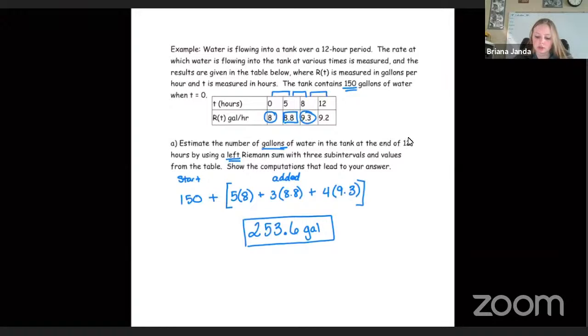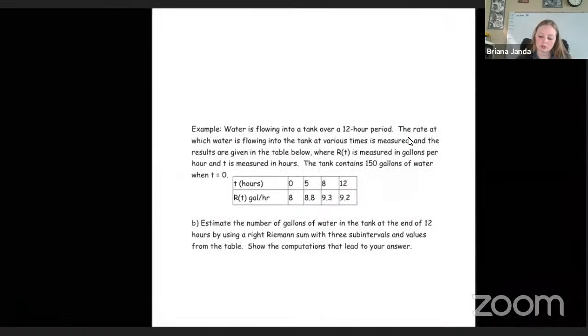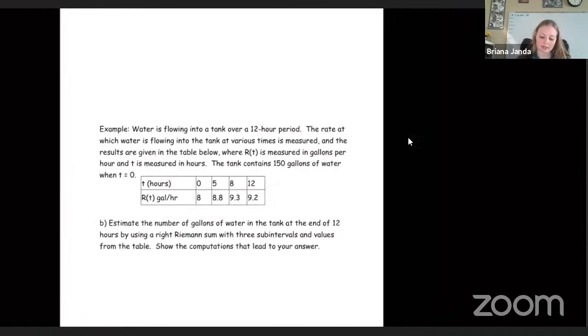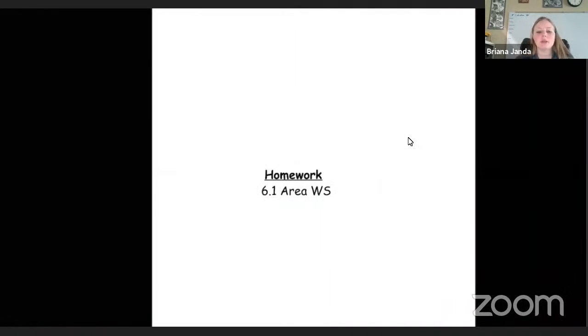Okay, we are going to do this one more time, same situation, but this time you guys are going to have a right Riemann sum. When you finish today, you are going to put your answer in the chat and tell me how many gallons are left at the end of that time. When you're done with that, and I have told you that you are correct, your assignment is posted on Google Classroom. If you have the means to print it out, you are welcome to do so.